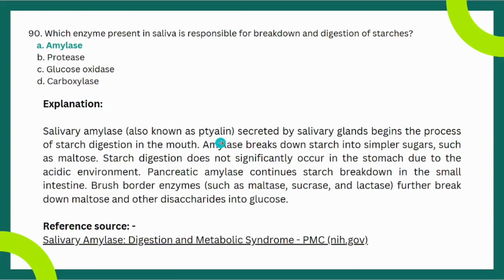Salivary amylase, also known as ptyalin, secreted by salivary glands, begins the process of starch digestion in the mouth. The amylase breaks down starch into simple sugars such as maltose. As a continuation of the process, starch digestion does not occur in the stomach due to the acidic environment. The further step is carried out by the pancreatic amylase, which continues starch breakdown in the small intestine. And brush border enzymes such as maltase, sucrase, and lactase further break down the maltose and other disaccharides into glucose. So starch digestion is mainly carried out by amylase.